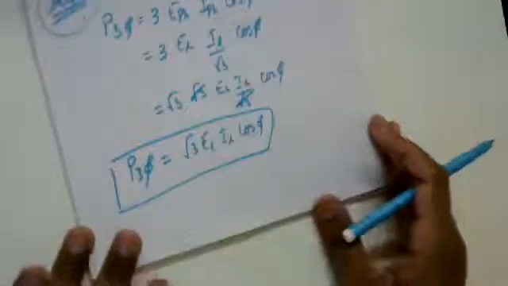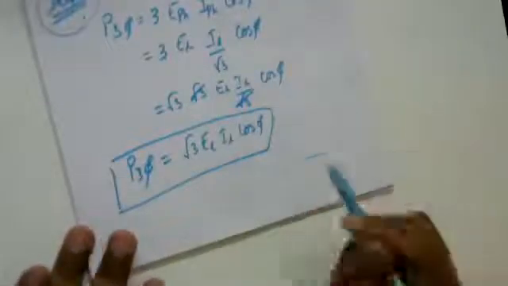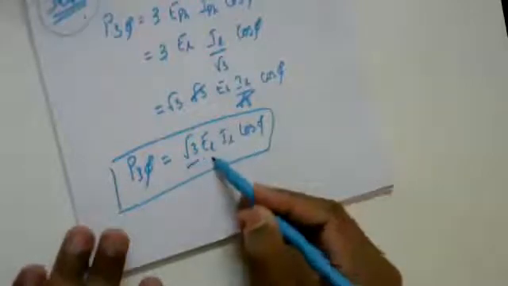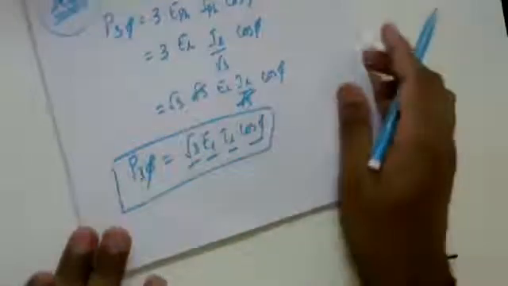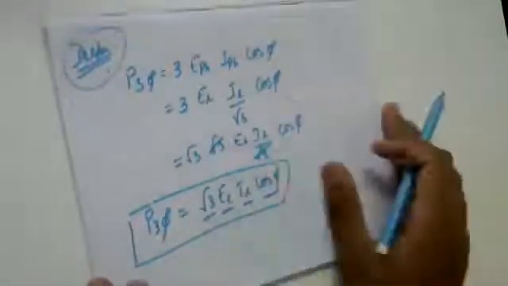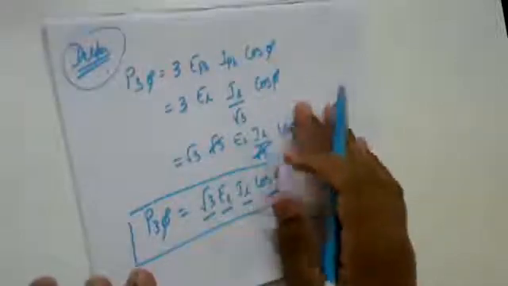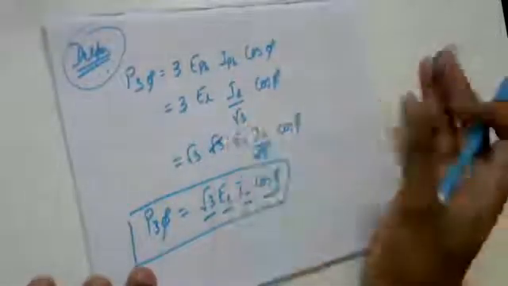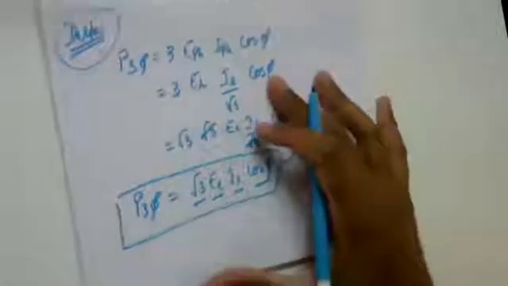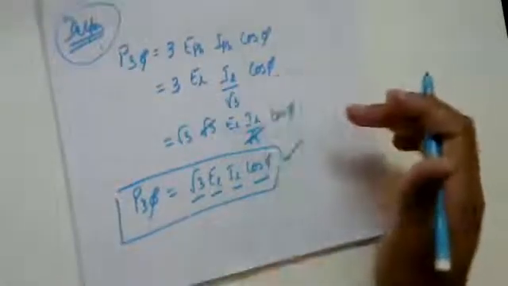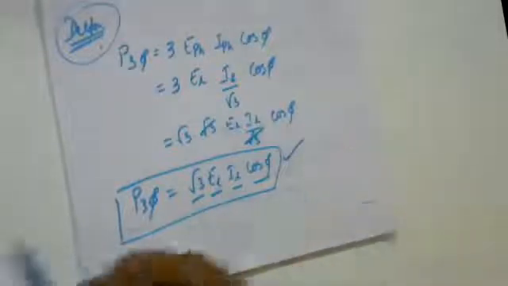So they will be asking you in the numerical, compute the power consumed by the three phase load. So the power being consumed by the three phase load is given by root 3 EL IL cos phi, whether the load is star connected or delta connected. So I have proved that for any load, maybe a delta load or a star load, the equation will remain the same. Is it clear to you? Any doubts? Yes, my dear students, any doubts?